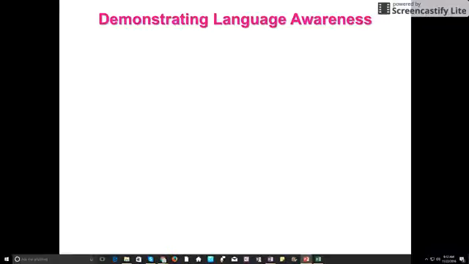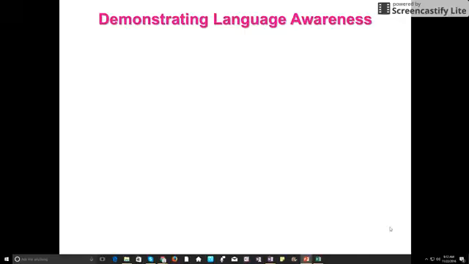Hello, today we'll be talking a little bit about how to demonstrate language awareness. Our goal for today is really to help you improve your ES scores. Sometimes we need that little boost, that little tip. So today we're just going to talk about how to assess our students' language awareness and how to do this more effectively. Okay, so let's get started.